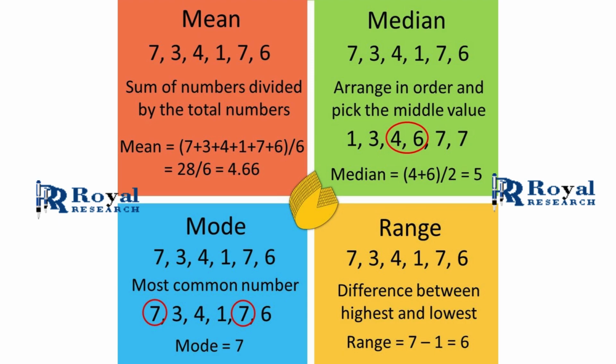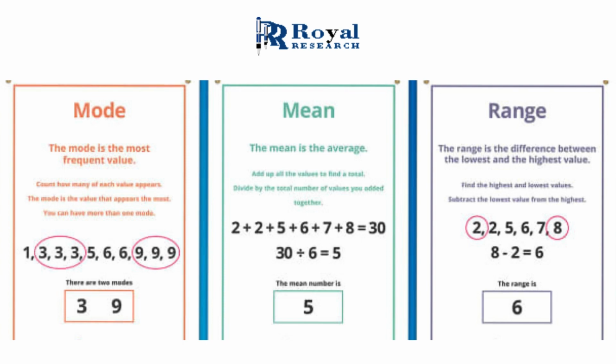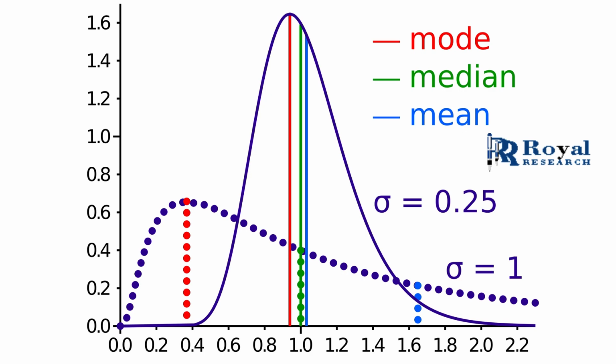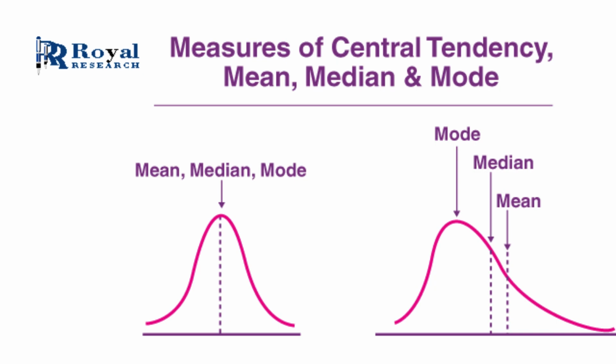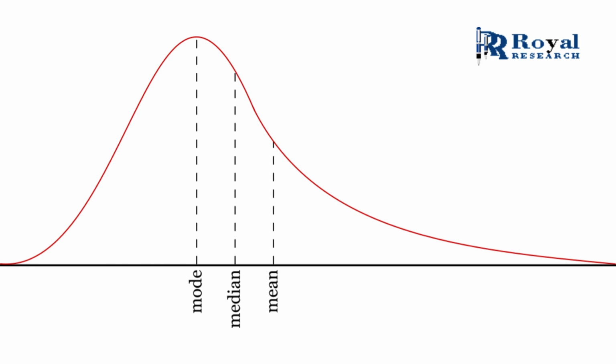To calculate the mean of a set of numbers, you add up all the values in the data set and then divide the sum by the total number of values. The formula for mean can be represented as: mean is equal to the sum of all values divided by the number of values.